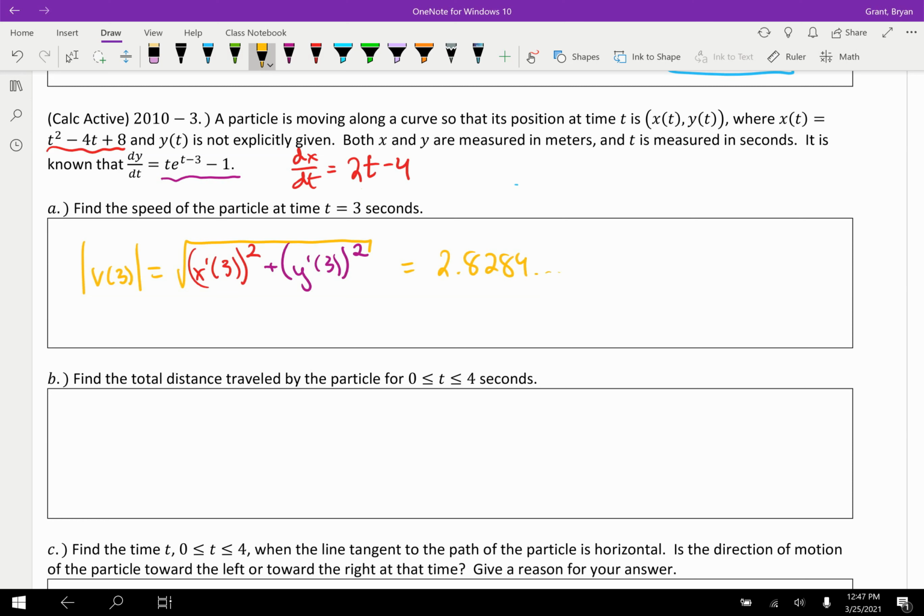All right, no sense in spending extra time on the calculator there. You should try it. Make sure everything worked out. Make sure I didn't make a mistake, but nothing bad.